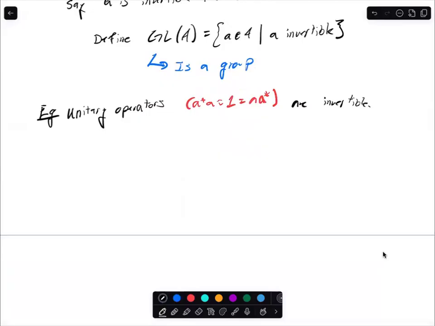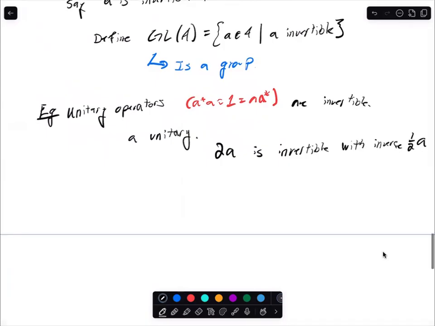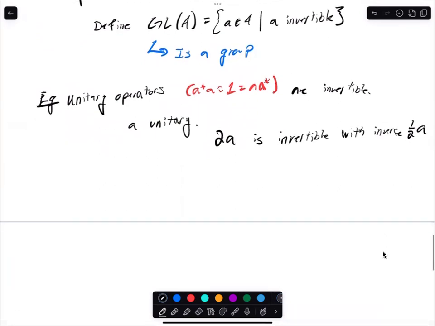Another example is if you take the same A, then 2A is invertible with inverse 1/2 A. So we can kind of see, well, let's actually just take even one more example. If we take a function which goes from the circle and its values are here from 1 to 2, say.